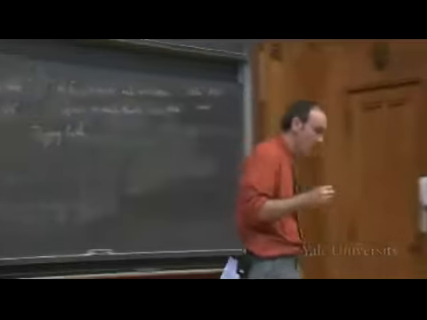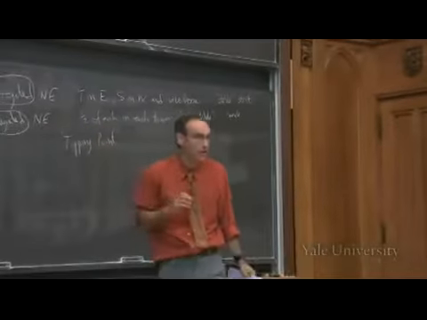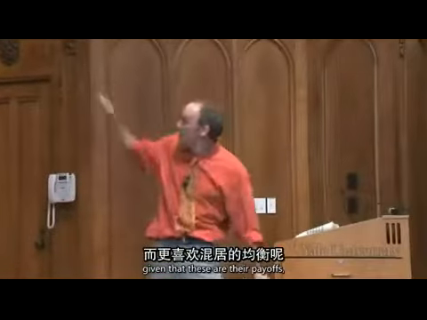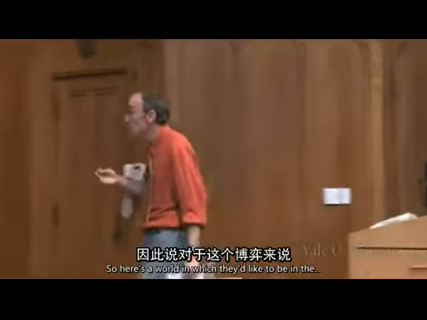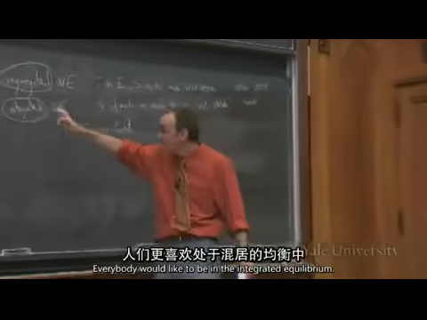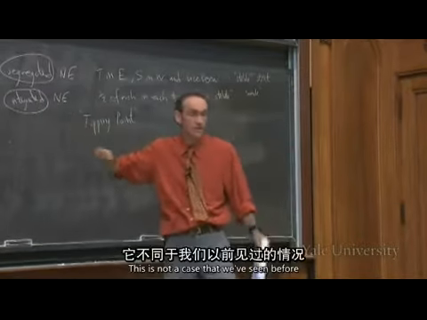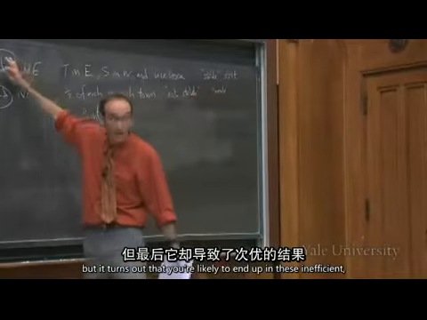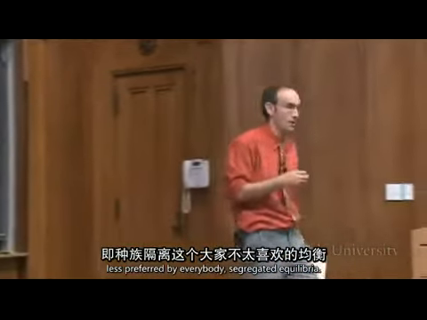obvious remark. Which of these equilibria is preferred by the population? Would they rather be in the integrated equilibrium, given that these are their payoffs, or the segregated equilibrium? They'd rather be in the integrated one, right? So here's a world in which everybody would like to be in the integrated equilibrium. This is not a prisoner's dilemma, all right? This is not a case that we've seen before, but it turns out that you're likely to end up in these inefficient, less preferred by everybody, segregated equilibria.